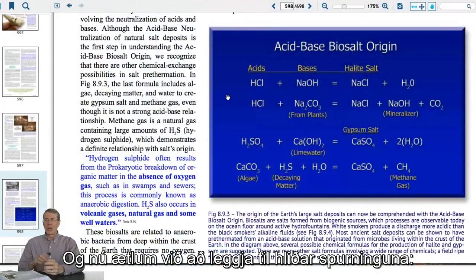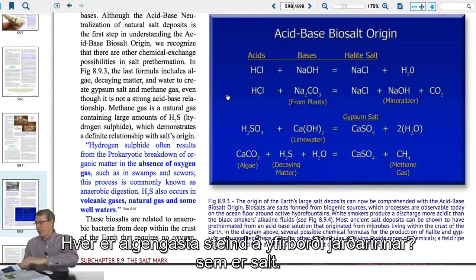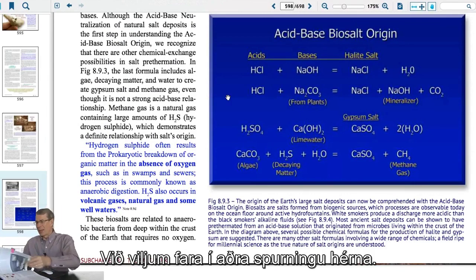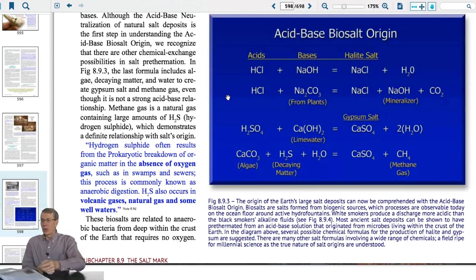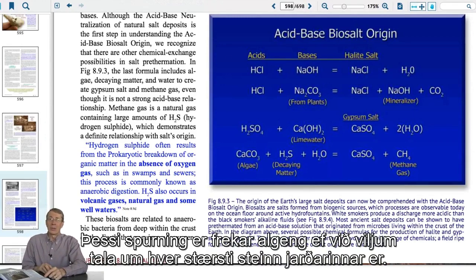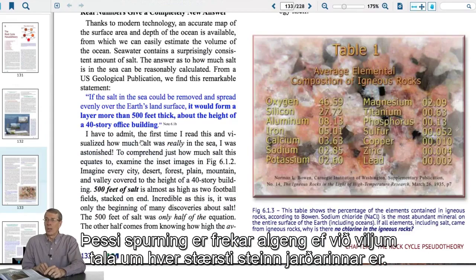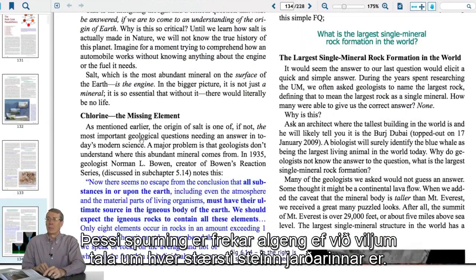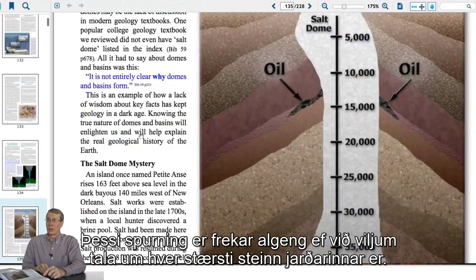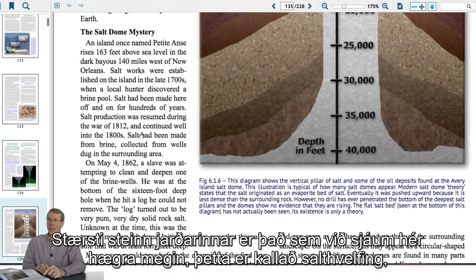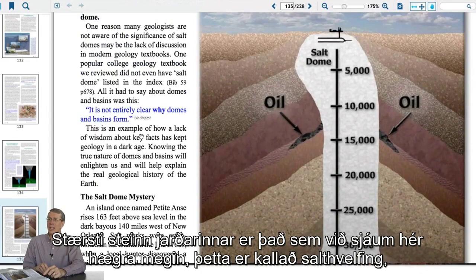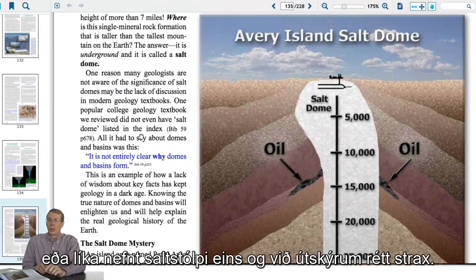And so now, besides asking the question, what is the most abundant mineral on the entire surface of the earth, which is salt, we want to go back and ask another question. This question is going to be really common if we want to talk about what the largest rock in the world is. The largest rock in the world is actually what we see here on the right-hand side. It's called a salt dome, or, we'll explain why in a second, actually a salt plug.